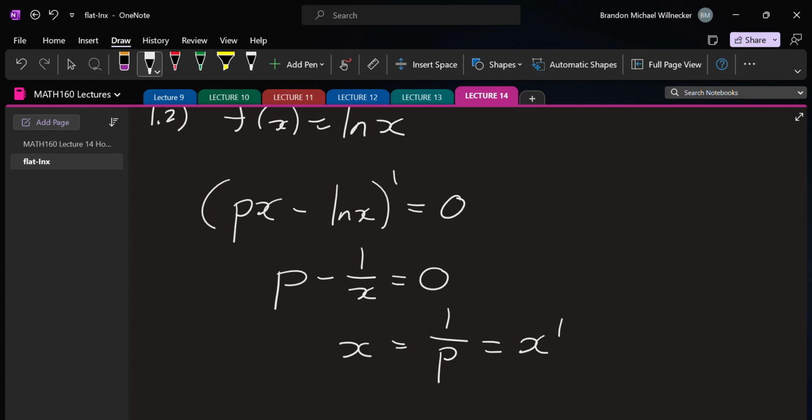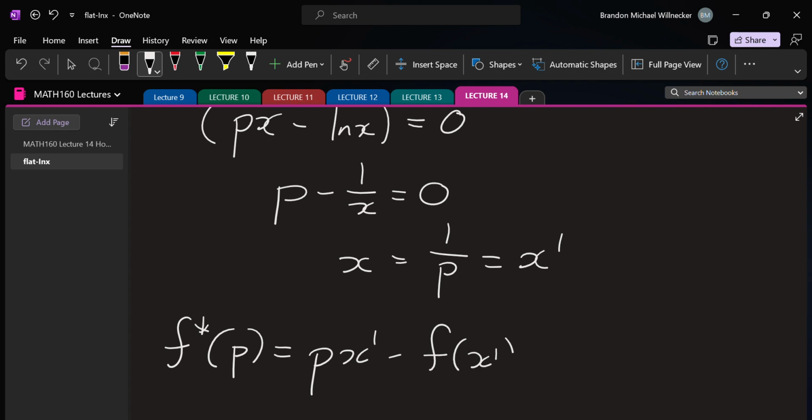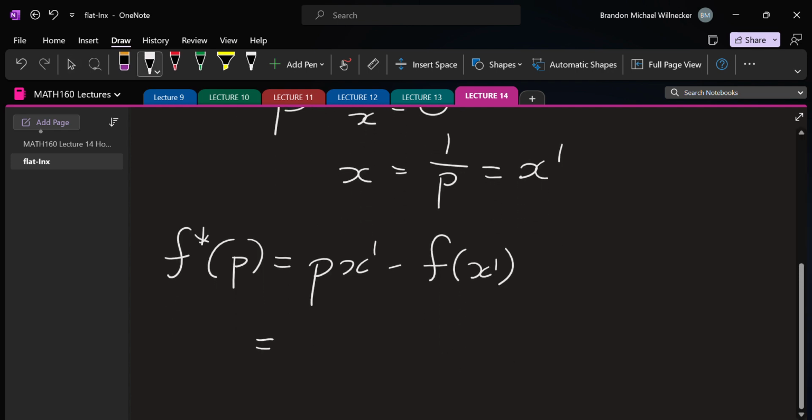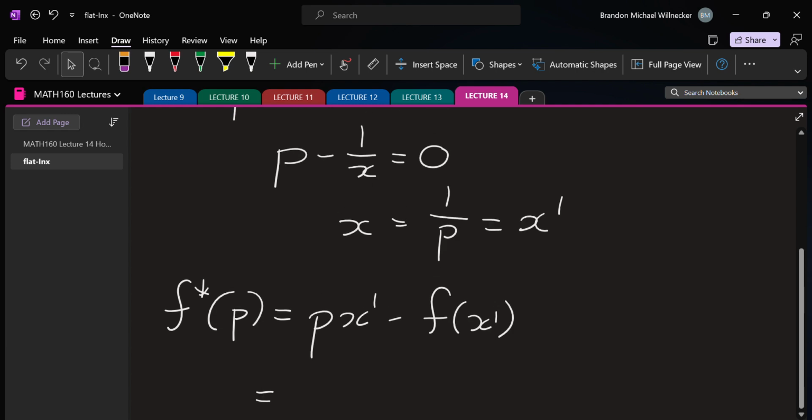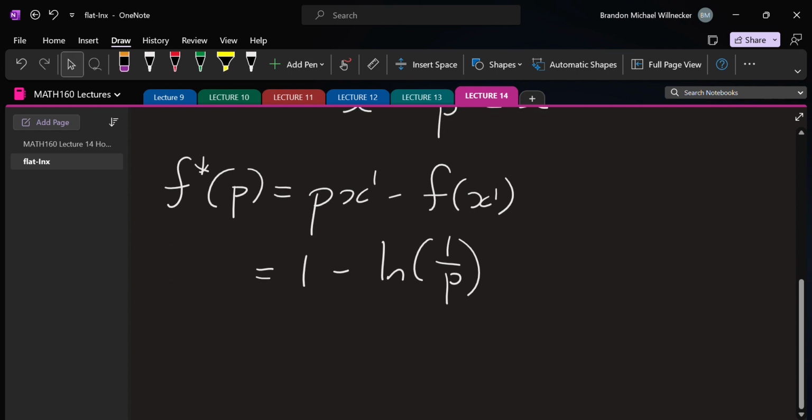Once we have the x prime, substitute it back into the definition, and that gives us our f star. So f star at p, that's going to be px prime minus f of x prime. So that's going to be p times 1 over p, because x prime is 1 over p. So that's just going to be 1 minus the natural log of 1 over p. You can leave it like that, or you can simplify a bit and write this as 1 plus log of p. Again, you don't need to simplify, but if you want to do that, that's fine.